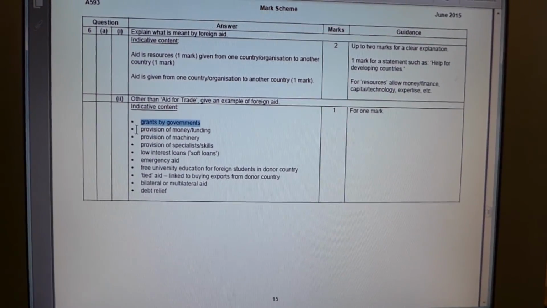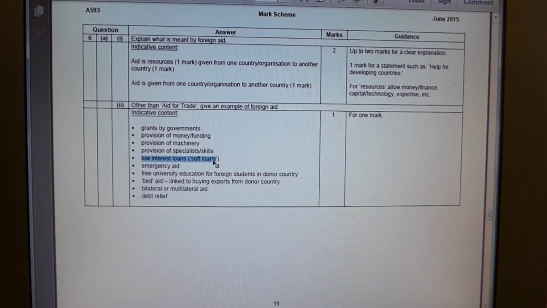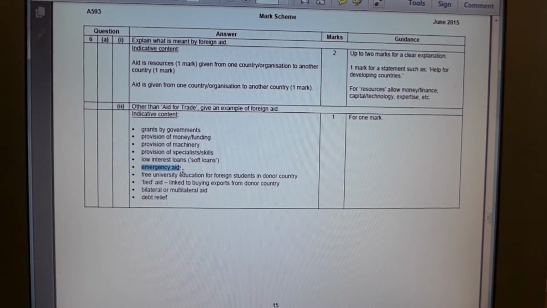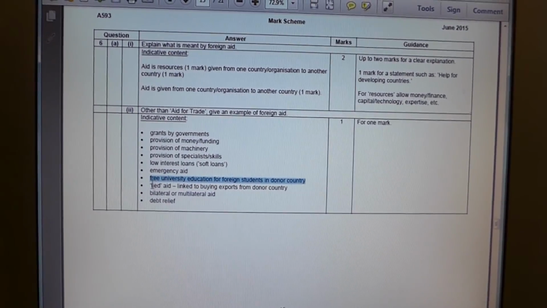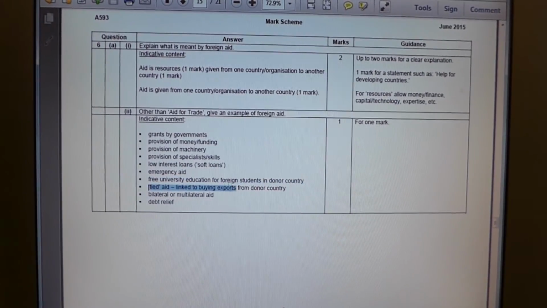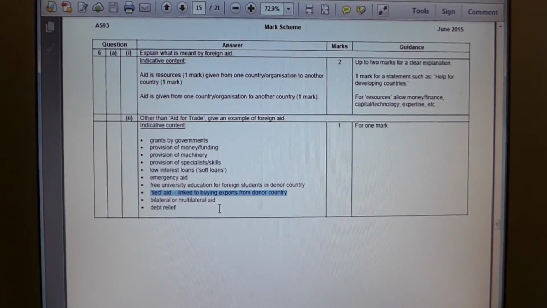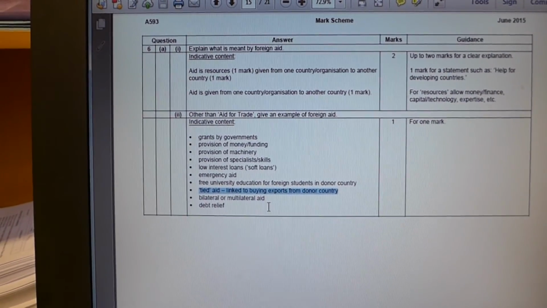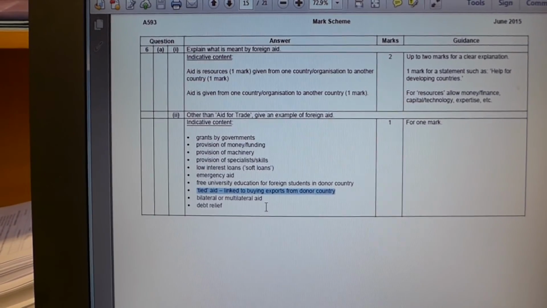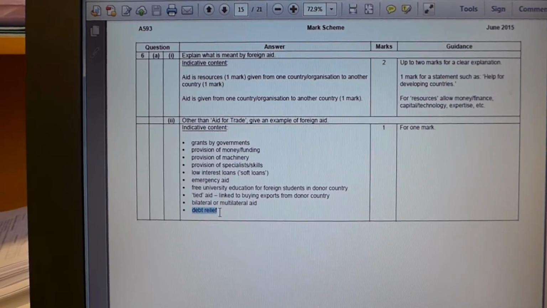Grants by governments, provision of money, provision of machinery, provision of specialist skills, low interest loans, commonly referred to as soft loans, the provision of emergency aid, free university education for foreign students in the donor country, tied aid. So tied aid does carry some consequences with it. So in this case linked to buying exports from the donor country. Bilateral or multilateral aid or debt relief. Any of those, state one.